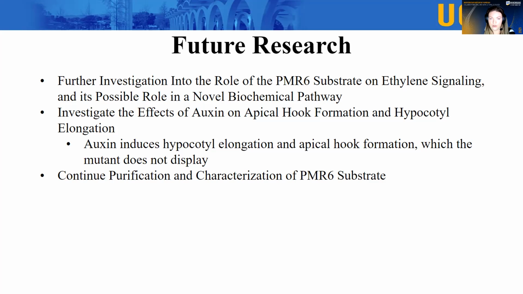Additionally, we want to further refute the idea that the mutant has growth retardation issues and growth defects by applying auxin and inducing apical hook formation and hypocotyl elongation. So the mutant naturally doesn't elongate its hypocotyl and naturally doesn't form an apical hook. So by inducing auxin and causing those to form, we can show that the mutant is normal and capable of those things, but doesn't do them because of the substrate.